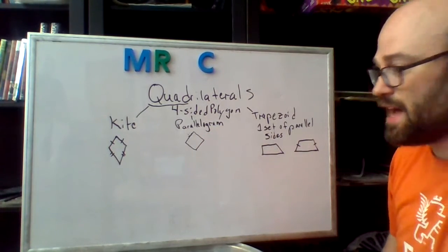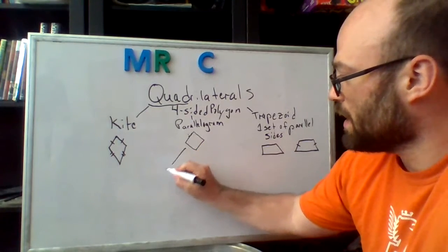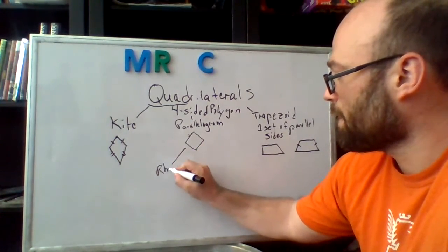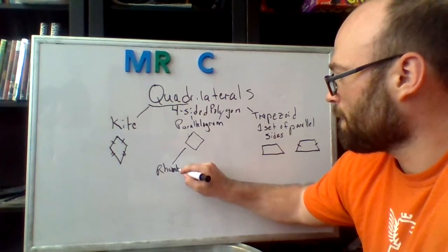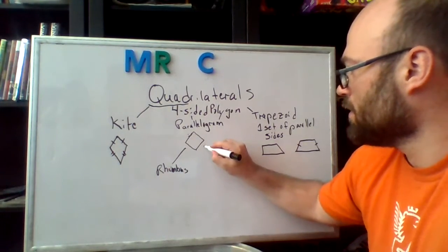And usually what comes off that is a rhombus, and you have a rectangle.